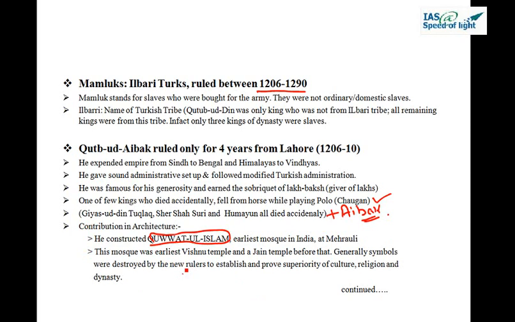So, as you can read on the screen as well, these symbols, the religious places, the social places, were destroyed by the new rulers to just establish and prove the superiority of their culture, religion, their dynasty, their power, and it's considered to be a symbol of their sovereignty.